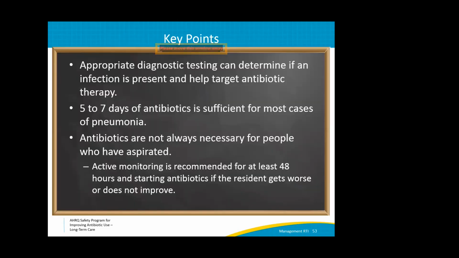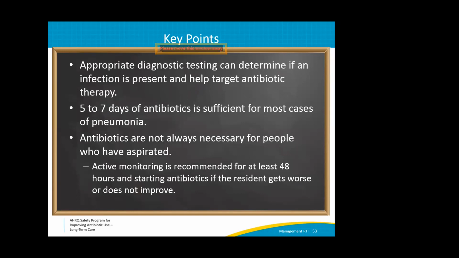So just to summarize, in patients with suspected pneumonia, making sure that you obtain the appropriate diagnostic testing can help you confirm whether you're dealing with pneumonia or another clinical mimicker, and crucially can help you target antibiotic therapy down the line. For most patients, 5 to 7 days of antibiotic treatment will be sufficient, although of course this should be evaluated on a case-by-case basis if a patient's not improving as expected.